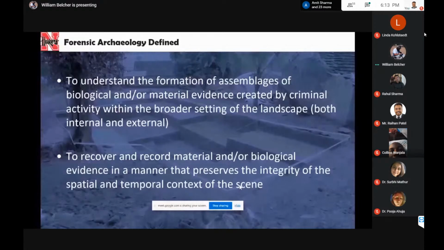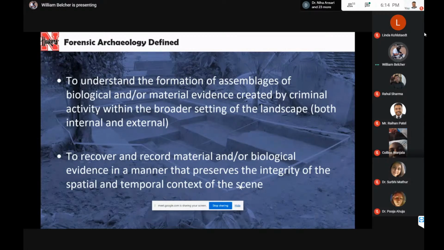In trying to define what forensic archaeology is, I want to say that it's to understand the formation of assemblages, or groups of material, of biological bones and or material evidence, the artifacts or just normal evidence that's created by criminal activity or some kind of disaster within a broader scope of the landscape. And that landscape can include both internal, inside buildings, homes, different kinds of areas, but primarily sometimes we're just talking about external or outside materials.